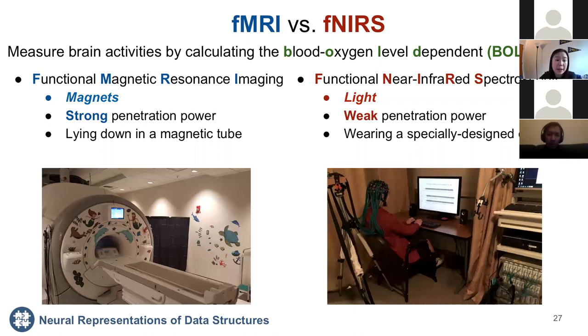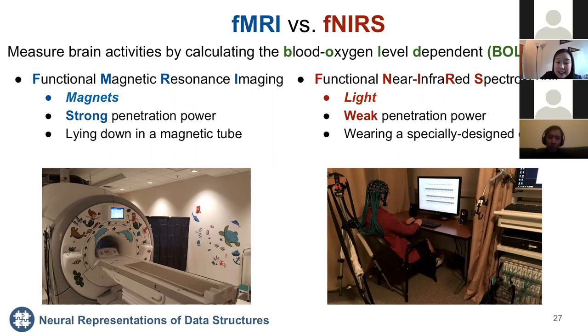fMRI uses magnets, while fNIRS uses light. fMRI can look deeper into our brain than fNIRS. These are two pictures on the slide of the fMRI and fNIRS machines I used in my studies. The left one is the fMRI machine, covered in mermaid stickers. The stickers are used to calm down children, because we also have experiments with really young children.